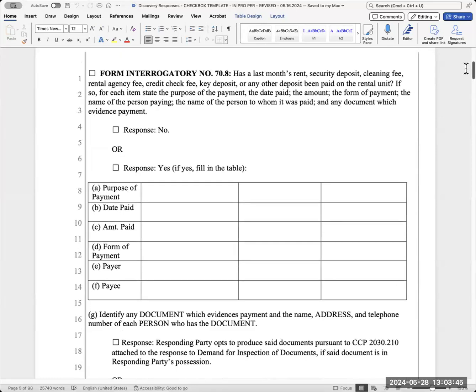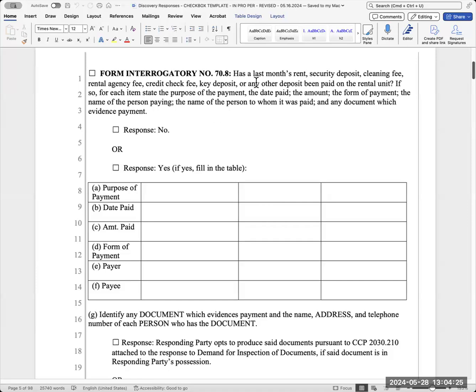70.8. This question is asking about a last month's rent payment, a security deposit, cleaning fee, rental agency fee, credit check fee, key deposit, or any other deposit paid on the rental unit. Basically the question is saying, other than your first month's rent, was there any other money that you gave the landlord or property manager for one of these reasons? If so, indicate the reason up top here, the date you paid it, the amount you paid, the form of payment, who made the payment, and who received the payment.